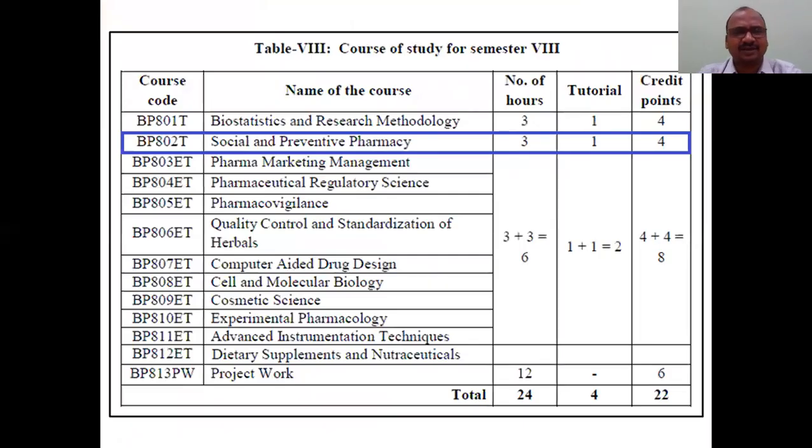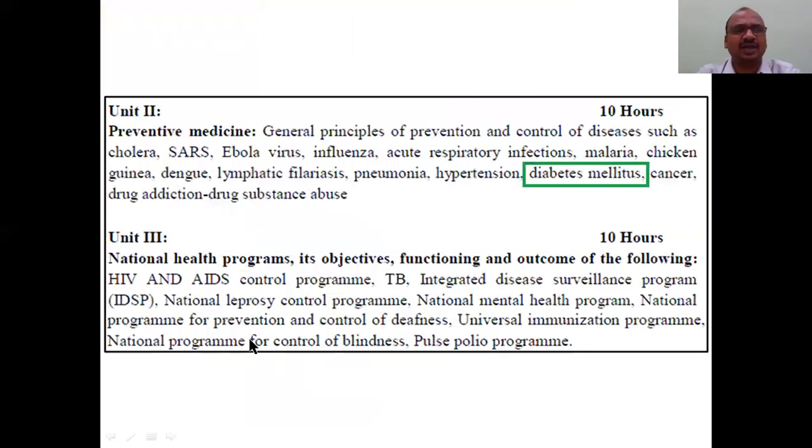We are studying the subject of social and preventive pharmacy, also called social and preventive medicine. It is important for all MBBS, medical, paramedical and nursing students. This is the common syllabus, and in that syllabus we are studying the second chapter, diabetes mellitus. This is the highlighted point I have covered.